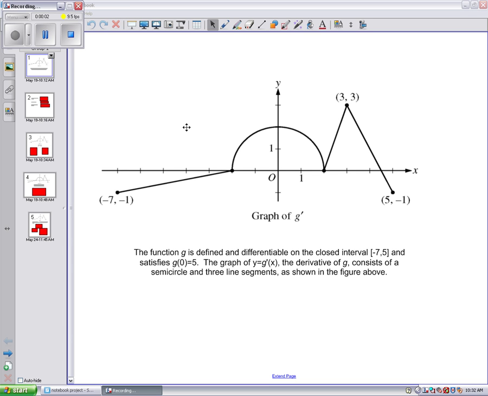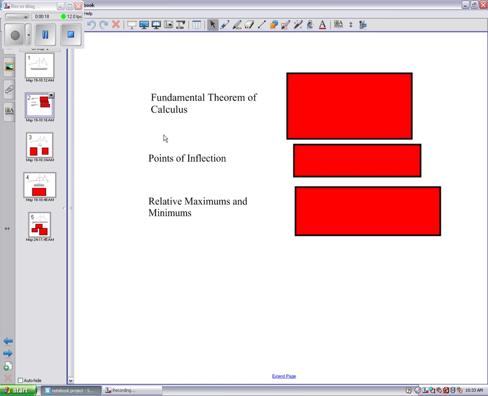Our problem is: the function g is defined and differentiable on the closed interval -7 to 5 and satisfies g of 0 is equal to 5. The graph of y equals g prime of x, the derivative of g, consists of a semicircle and 3 line segments as shown in the figure above. The concepts we'll be using for this problem are the fundamental theorem of calculus, points of inflection, and relative maximums and minimums.